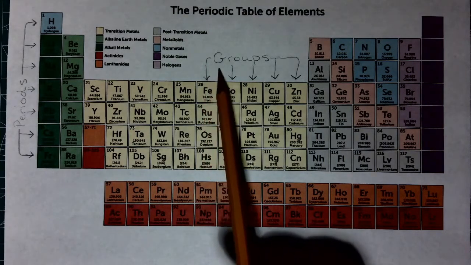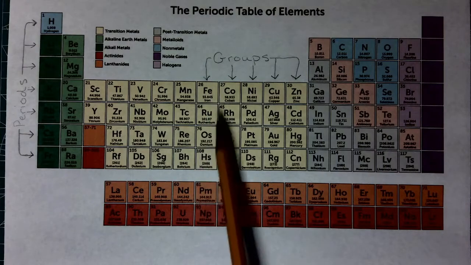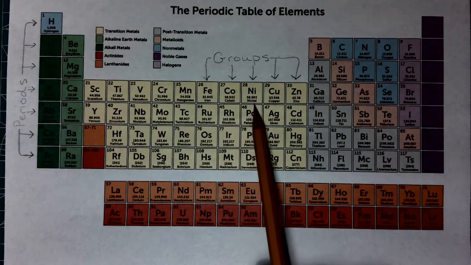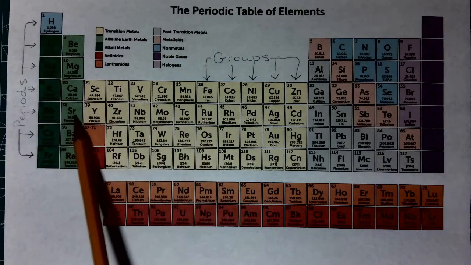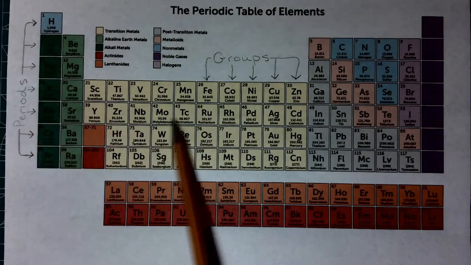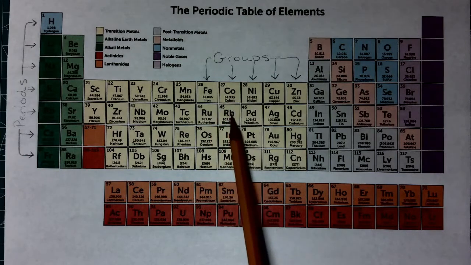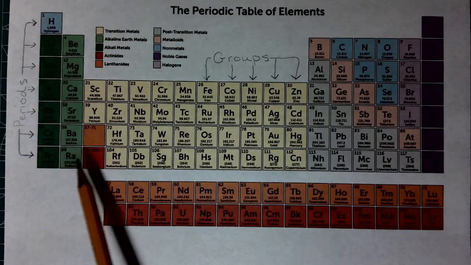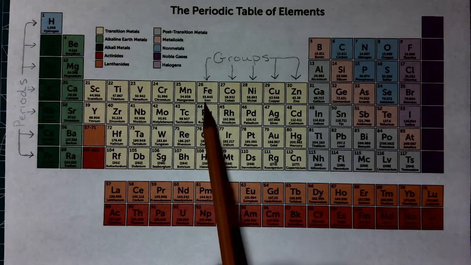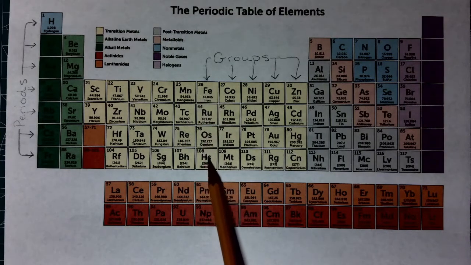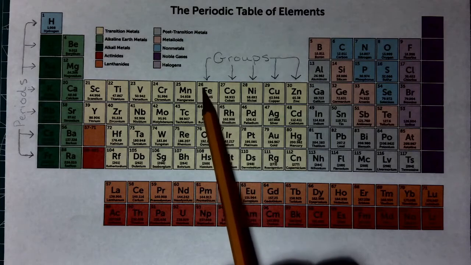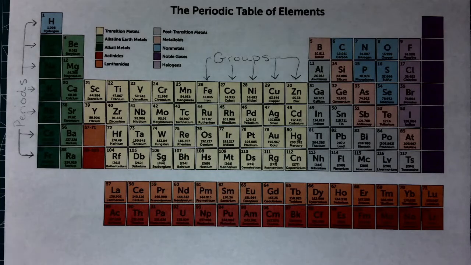We have groups and periods. The periods are the horizontal rows, and the groups are the columns. All of the elements in a specific group, or column, are going to have similar properties to one another as we go along the periodic table.